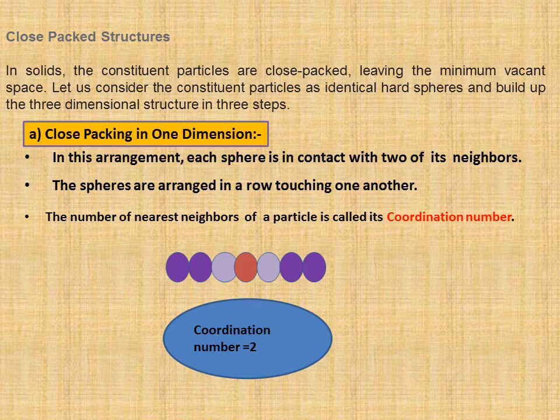To understand 3-dimensional structures, we need to understand the structure in 1 dimension, in 2 dimensions, and finally in 3 dimensions, dear students. Let us understand it step by step. In solids, the constituent particles are close packed. Understood the reason for close packing? Particles are arranged closely because of strong intermolecular forces, leaving the minimum vacant space.